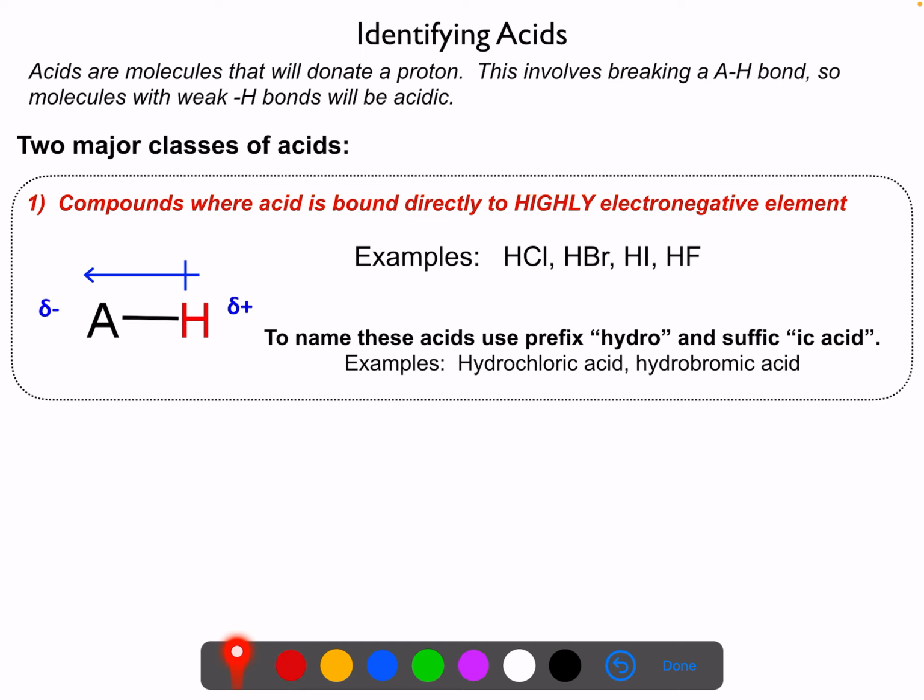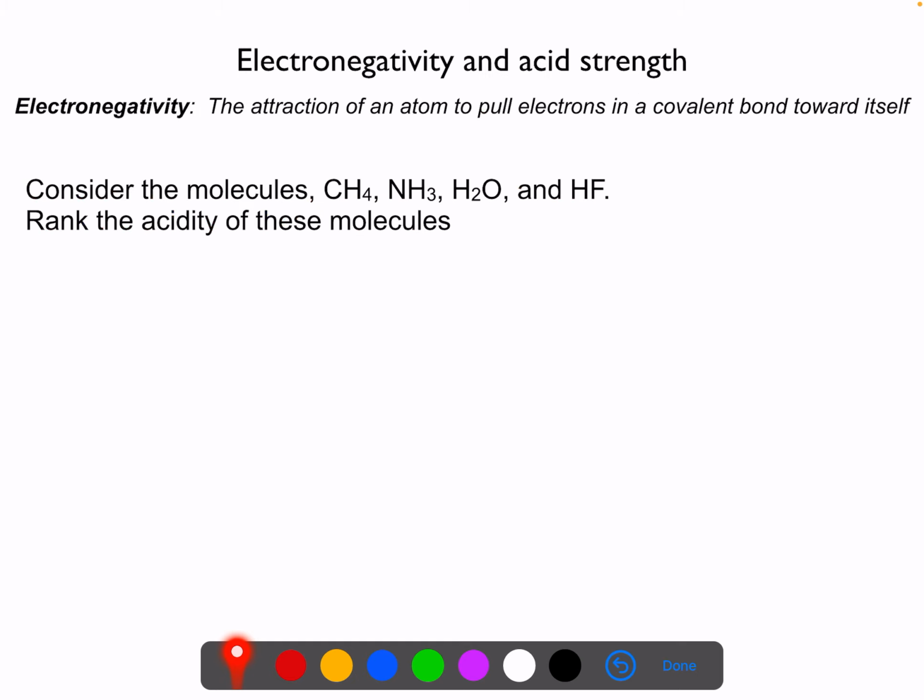The reason for that is the more electronegative this atom is, the more polar this bond becomes. And the more polar it becomes, the more it starts to look like A minus H plus, an ionic bond. Now it's not an ionic bond, but we start to get closer and closer. And the closer we are to this extreme of an ionic bond, the easier it is to break this bond and have the proton leave, and for that to be acidic. And so we can start to consider the strength of an acid.